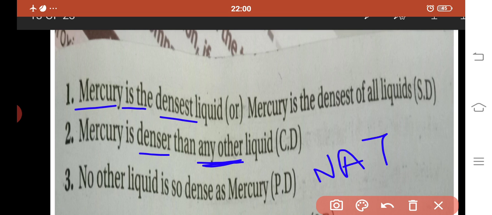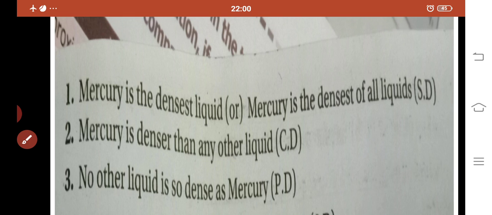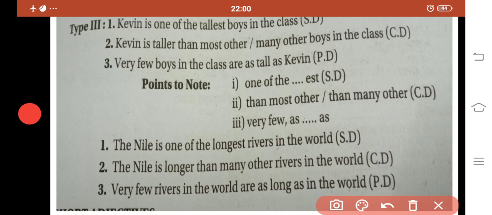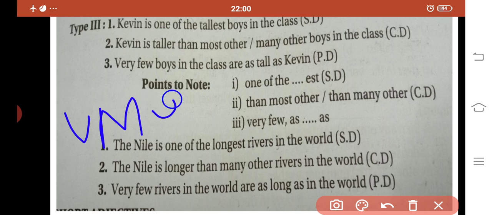Let us see the type 3 model. In type 3, we are using the plural form. Here we are using the shortcut method VMO. Positive, comparative, superlative. We are using VMO. In reverse, we can say OMV. Here, very few boys in the class are as tall as Kevin.